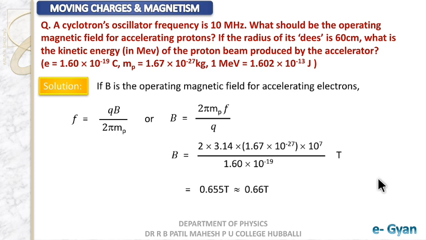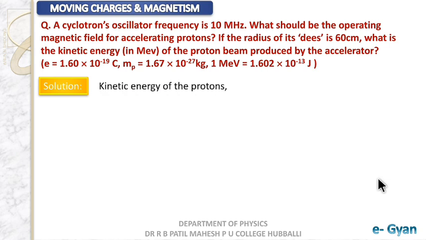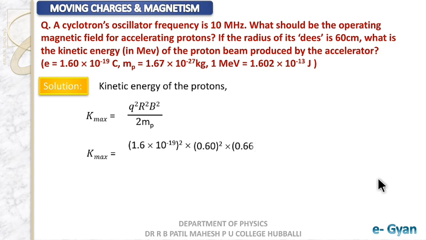Now next we need to find the maximum kinetic energy of the proton, and we have an expression for it. K_max = q²R²B² / 2m_p. Substituting all the values in the expression above, we get this expression, and simplifying it ahead, we get the maximum kinetic energy to be 1.2 × 10^-12 joules.